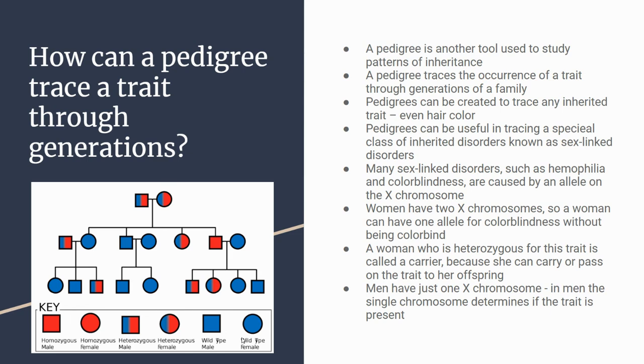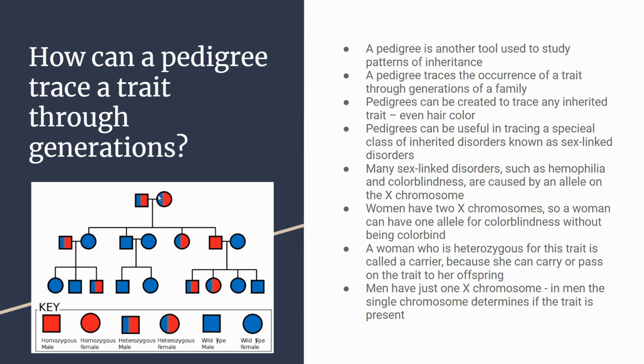Pedigrees actually are really useful in tracing a class of inherited disorders known as sex-linked disorders. The reason these are really good for sex-linked disorders is because you can tell on the pedigree which ones are males and females. Males are always going to be the boxes, and the females are always going to be the circles. So in this case, this is the dad, and this is the mom.